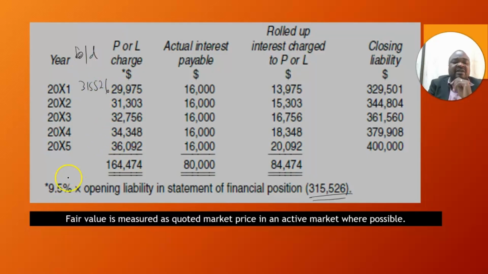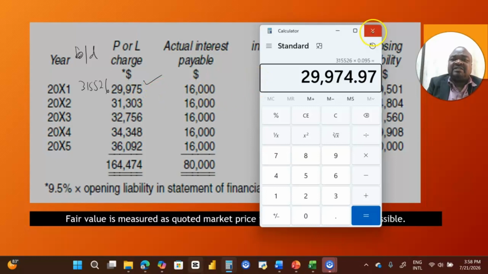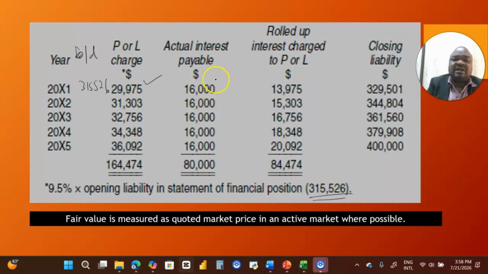So 9.5% of that amount should be the effective interest charge, which is, let me just try to prove that. So that's 315,526 multiplied by 0.095. That's 29,975, as you can see, right? And we charge annually 4%.